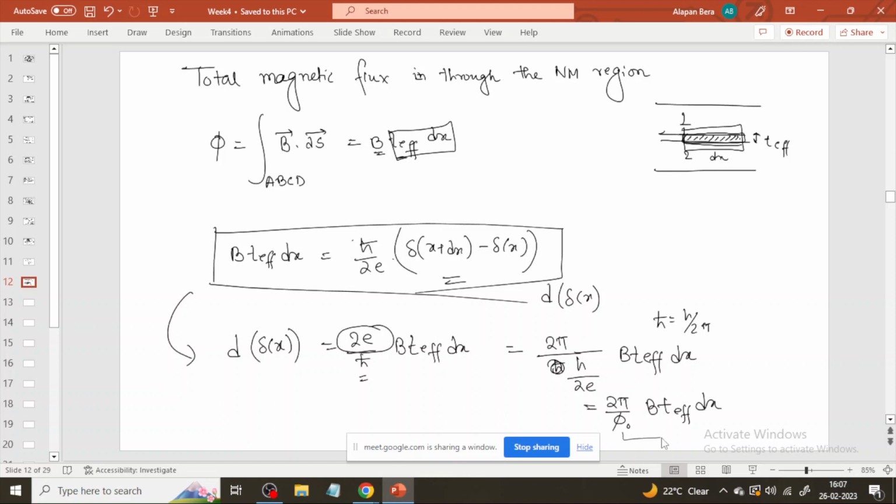Where this phi naught is h by 2e, or this is called the flux quantum. Okay. So as you may have already known, this term is called the flux quantum. So what was flux quantum? We discussed this in the last lecture.